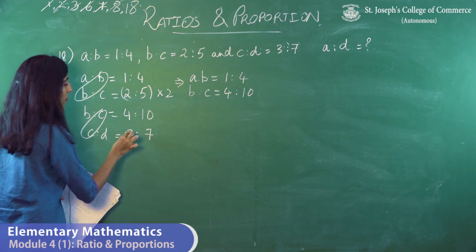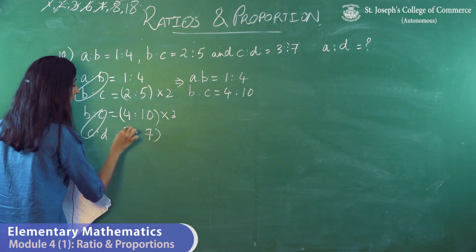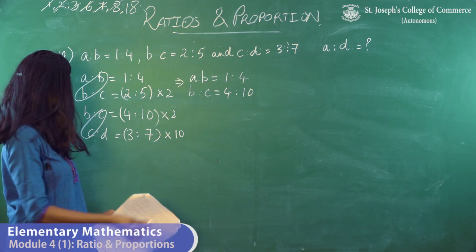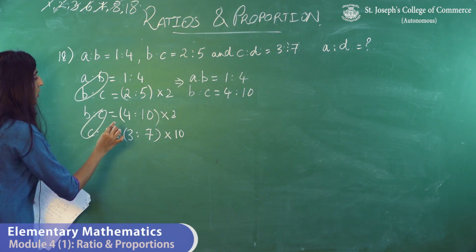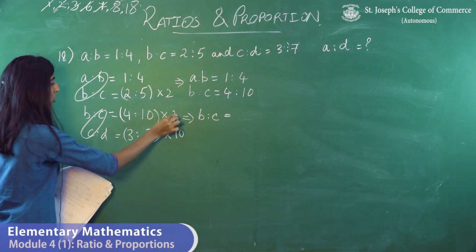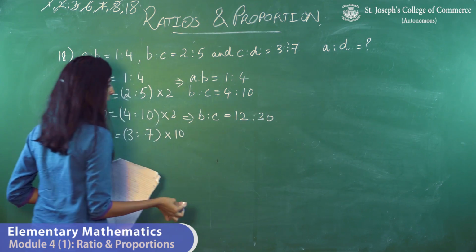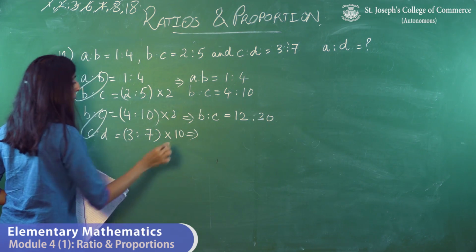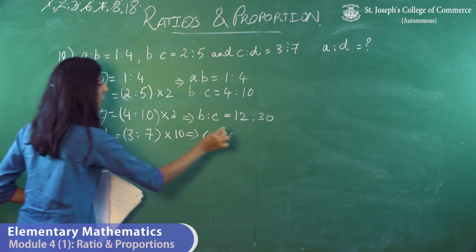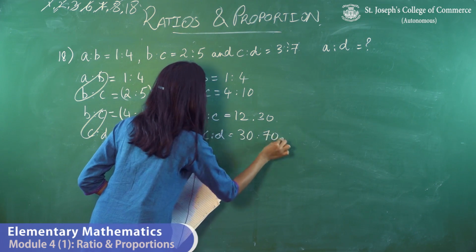The first rule again, as I said before, is to equate C. How you equate C is by comparing 3 and 10. I can multiply this by 3 and this by 10, because there is no other common factor. When I do this, the whole of B is to C will become 3 into 4, 12, 10 into 3, 30. When I convert C into D by multiplying the whole thing by 10, C is to D will become 3 into 10, 30, and 7 into 10, 70.